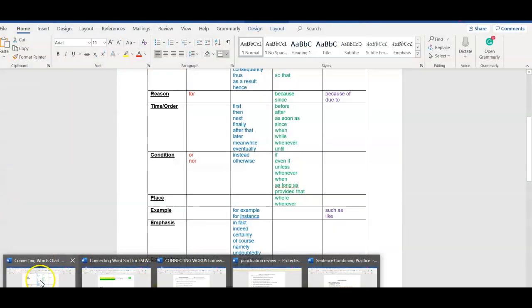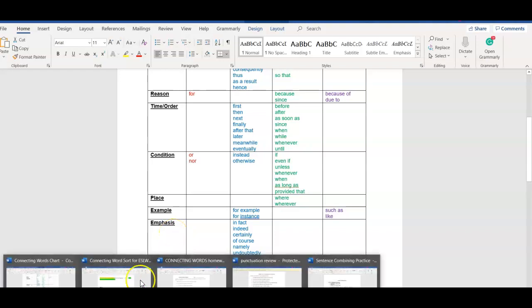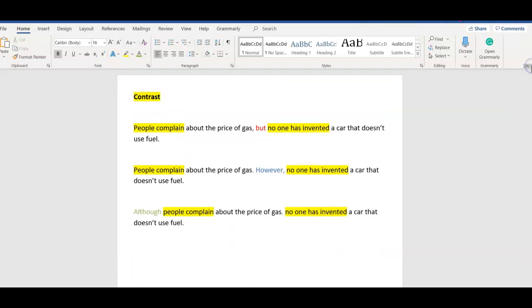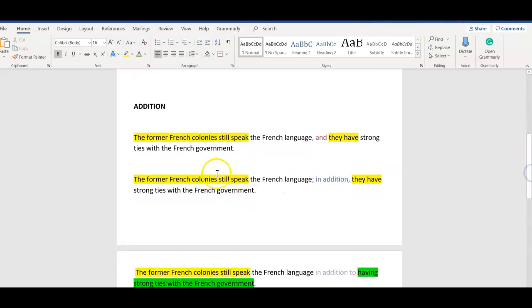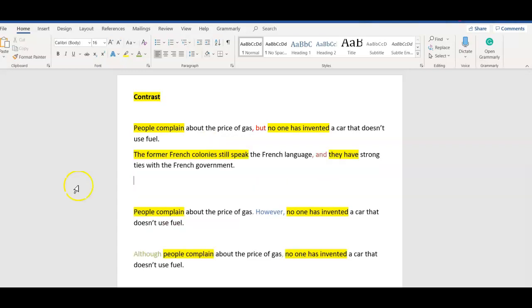So in the first video, I talked about the meaning of some of the connecting words, like time, emphasis, conclusion, or reason, and we saw some examples of some of the connecting words. Now we're going to talk about the different sentence structure in different connecting words. What the colors mean is that the sentences follow the same pattern or have the same general punctuation.